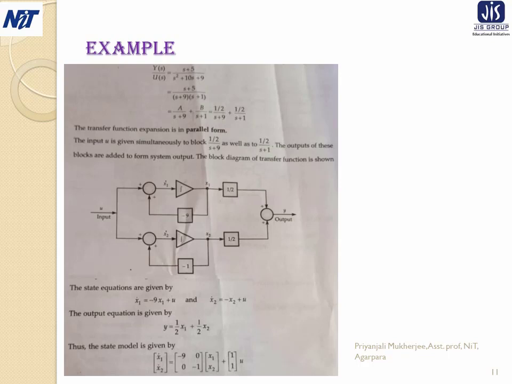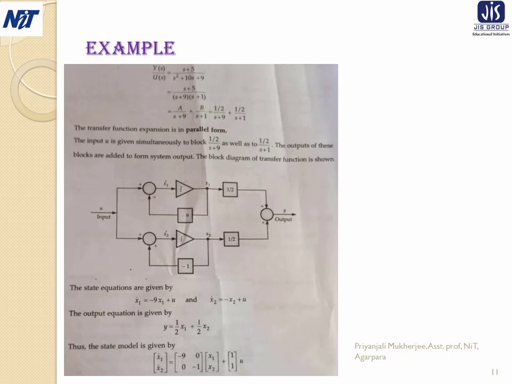Similarly, for the second one we can draw x2 dot, and after integration this state gives us x2, which is the other state variable, and the feedback is minus 1. So x2 dot is equal to u minus x2, and again here also the gain is half, so half is multiplied over here, and the overall output is the summation of these two. So the overall output is the summation of the two different outputs.